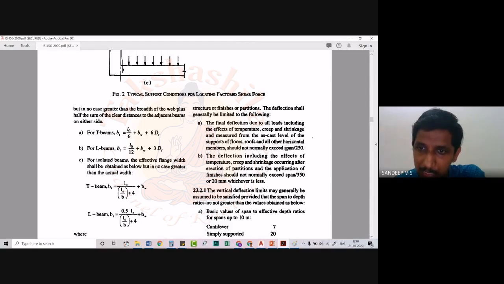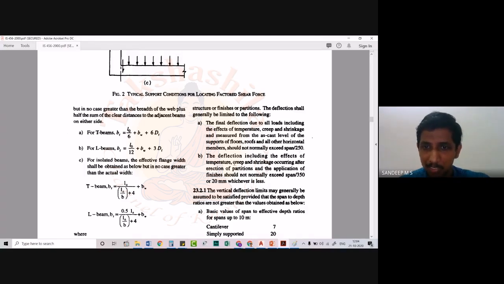So what you have to do is, if you are calculating the deflection using some procedure, and we have a procedure given in this same code itself, and you want to compare with the maximum permitted deflection, this is the correct condition. That is, first of all, you have to calculate span by 250 and compare with that quantity.